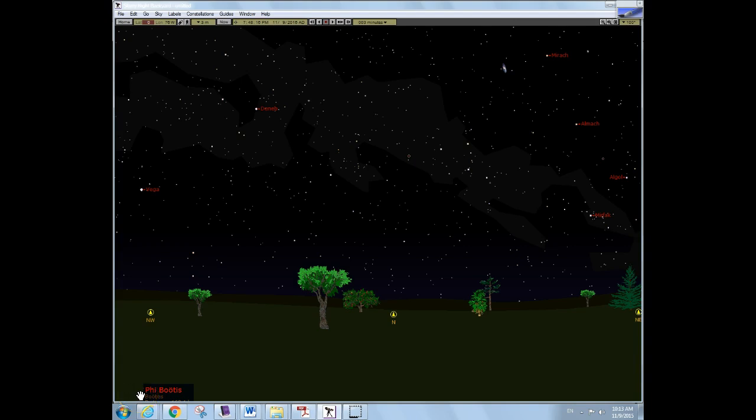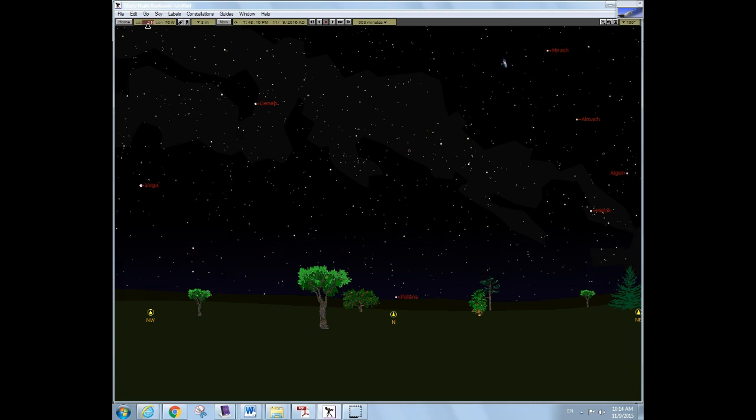This is a quick screencast about the relationship between latitude and your altitude of Polaris. I'm using the astronomy program, and you can see I'm looking towards the north. My location right there is 0 degrees, which is the equator, and Polaris would be at the horizon. I'm going to change it to 1 degree north, and look what happens. Polaris pops up over the horizon.